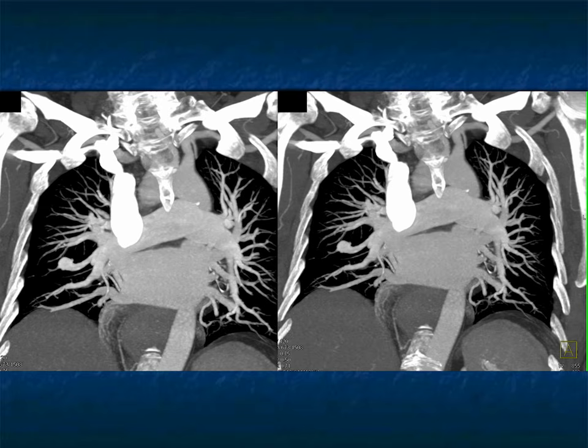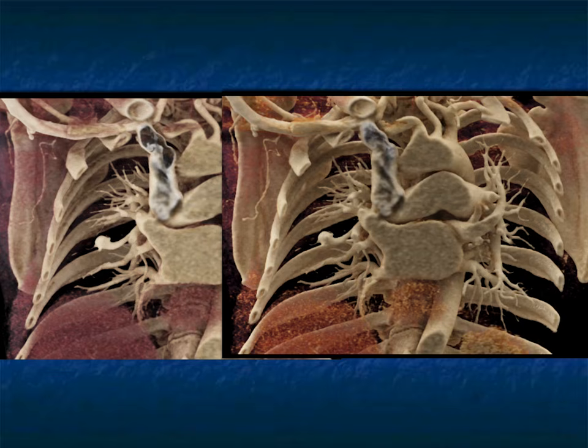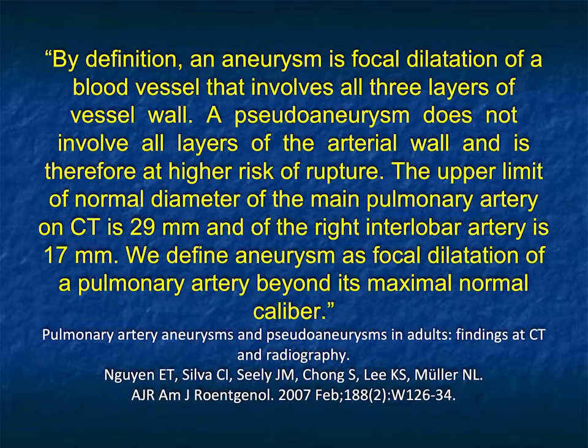Here's a few more MIP images showing you the pulmonary artery aneurysm in the 1 centimeter range to the right lower lung. And here is the cinematic rendered image. 2 different renderings nicely showing you the vessel and then the pulmonary artery aneurysm about 1 centimeter in size.